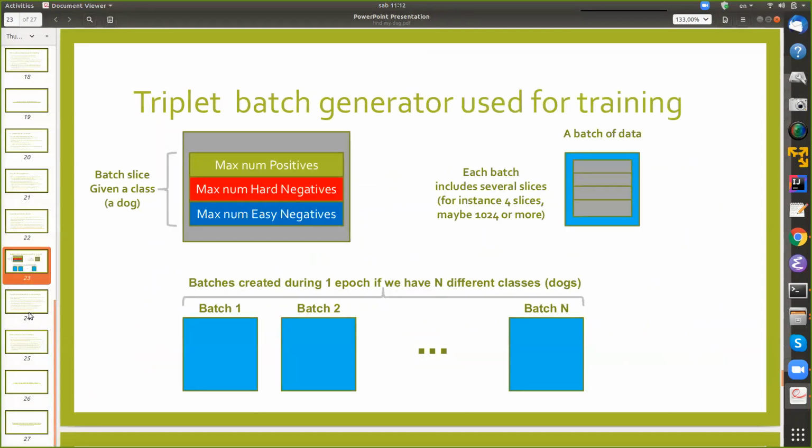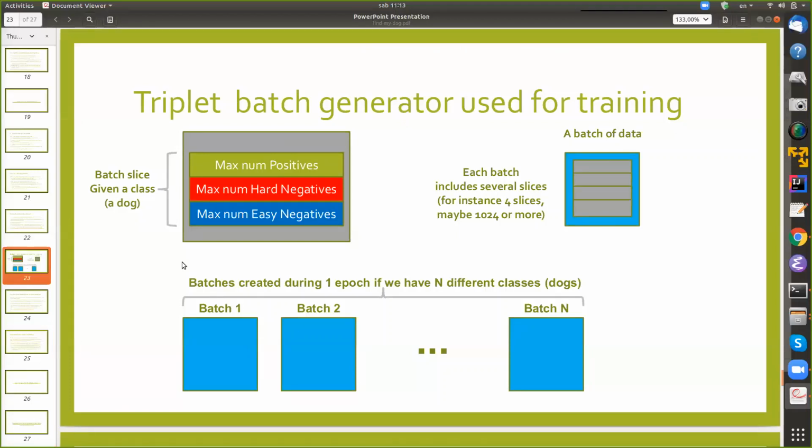The theoretical part is at a good point, I would say. So let's try to finish. This is a description of how I prepare the batches of data that I feed to the network. So this is the part of the offline triplet mining.